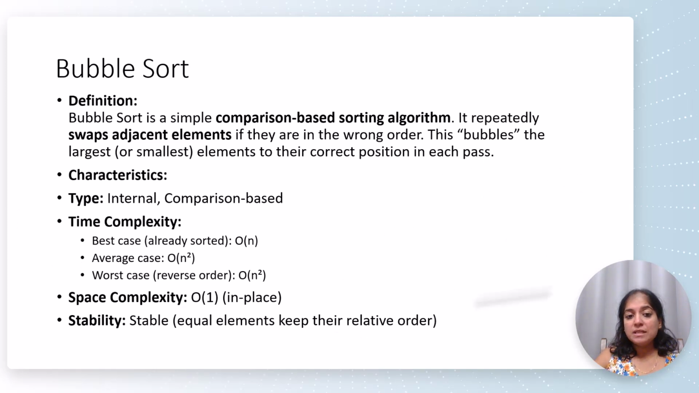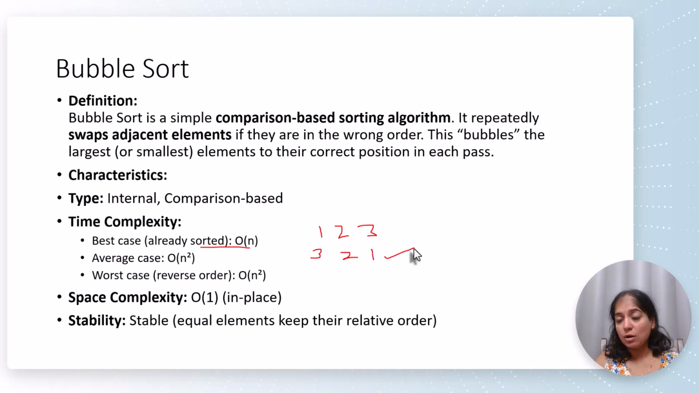The time complexity in the best case: the best case means the elements are already sorted, like elements 1, 2, 3. These are already sorted, so this is the best case. In the best case, the complexity is big O of n. For the worst case, for example, the elements are 3, 2, 1 and I want to arrange them in ascending order. So it is the worst case because we need to perform maximum swappings and maximum comparisons.